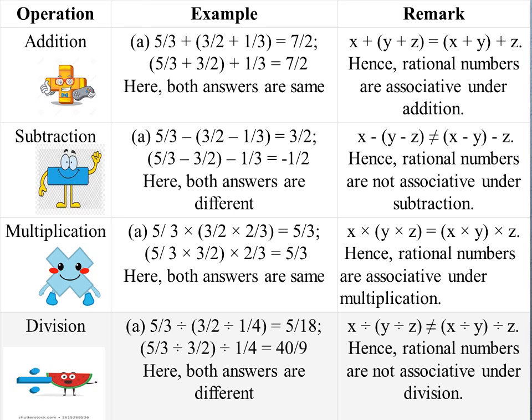In case of multiplication, if we multiply three rational numbers in two different ways, the answer will remain the same. Like here, in the first case the answer is 5 by 3, while in the second case the answer is again 5 by 3. Here, we can say that rational numbers are associative under multiplication. In case of division, when we divide three rational numbers in two different ways, the answer will be different. Hence, rational numbers are not associative under division.